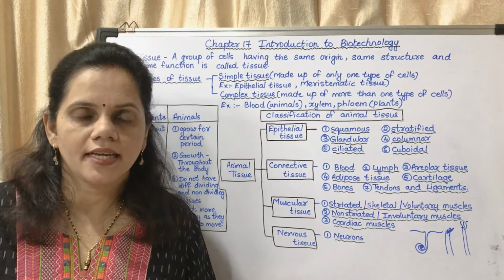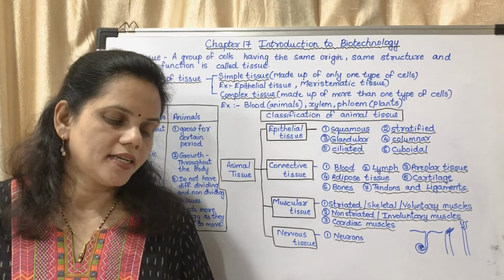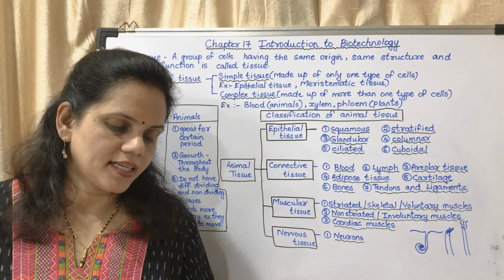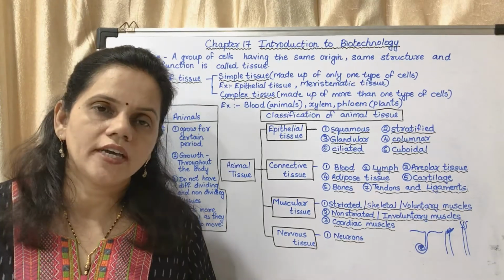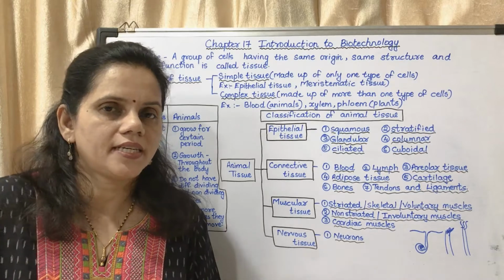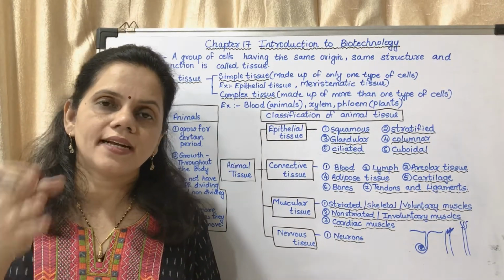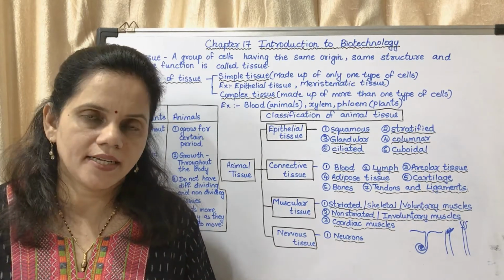Next is tendons and ligaments. They are present at the joints. Tendons are fibrous, strong, less elastic. What is the function of tendons? They join muscles to bones. So the muscles are not really free in the body, they are attached to the bones with the help of this tissue, that is tendons.